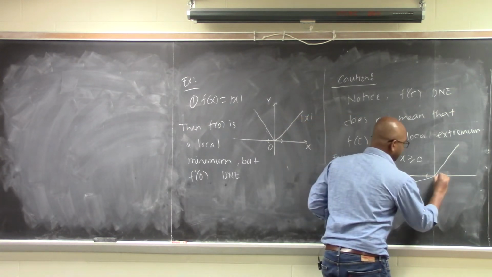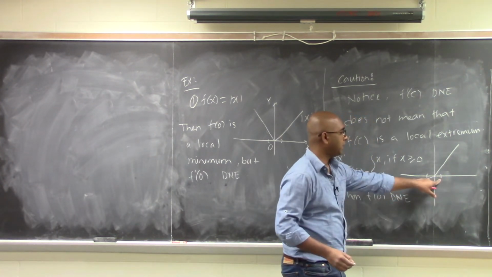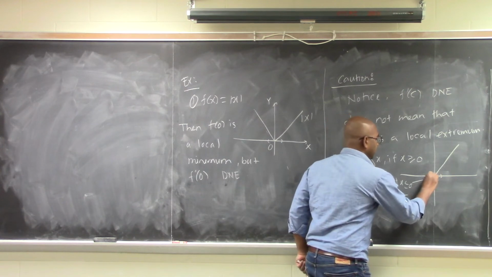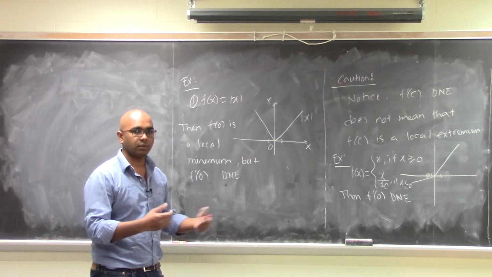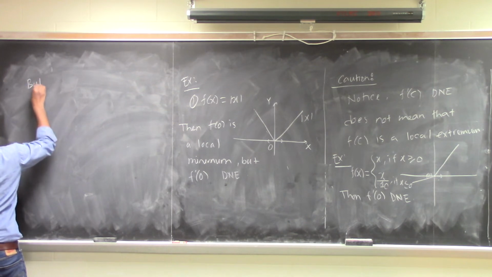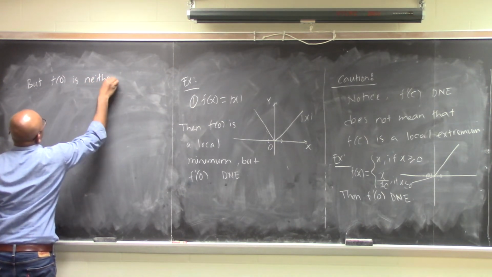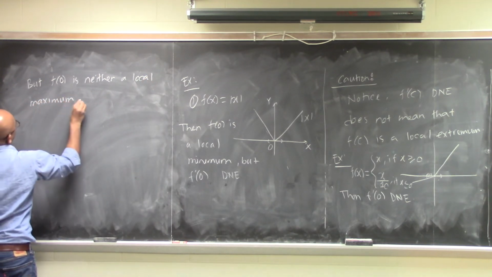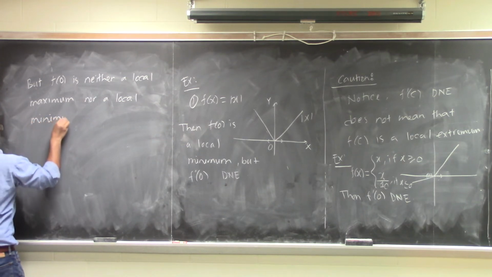If you take an interval around this point 0, then what happens? If you take any input from the right side, they will be bigger than f of 0. So that means f of 0 cannot be a local maximum. And if you take any input from the left side, they will be less than f of 0. So f of 0 cannot be a local minimum either. It cannot be any one of those. So f of 0 is neither a local maximum nor a local minimum.